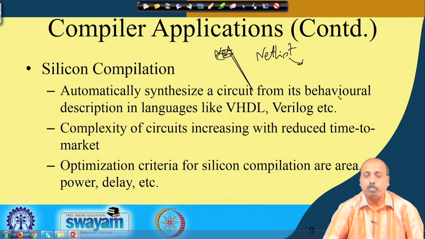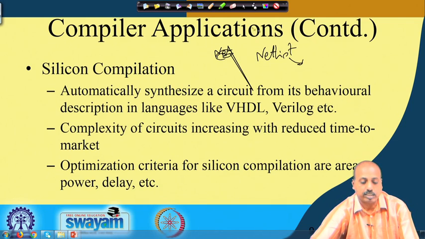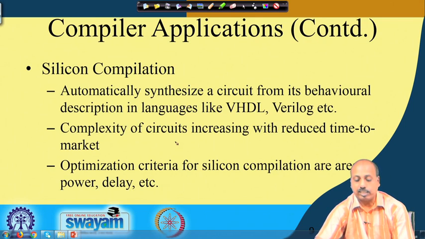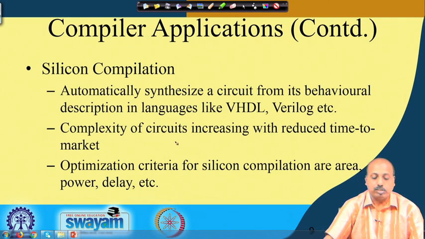So, for very complex systems, this is the way that we should proceed. We should start with the behavioral description and then convert it into the netlist depending upon some library modules. This is known as the silicon compilation process, and this is also some sort of compiler. The complexity of circuits is increasing with reduced time to market. This is the pressure that we have.